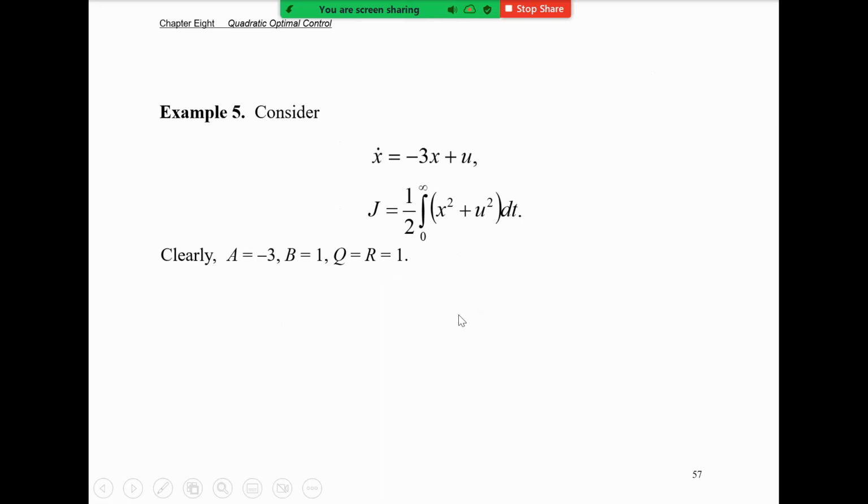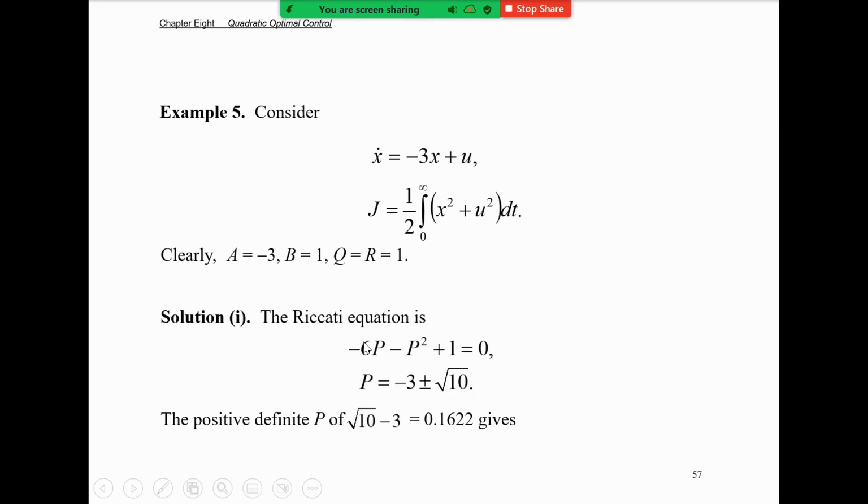Right, and then let's write down the Riccati equation. So this would be the Riccati equation. For this one, you can just directly solve the Riccati equation. It's a quadratic equation. You have two solutions.